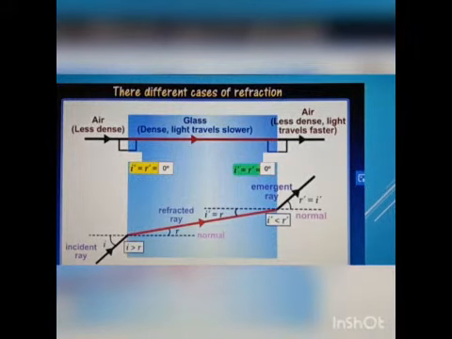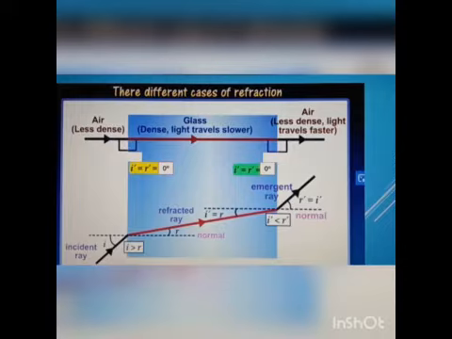Okay, the different cases of refraction. Let's say this is a glass block, the blue color. If we incident a light ray along the normal line, meaning perpendicular to the boundary, this is air, this is glass, so this line actually is the boundary. So the light ray incident along the normal line, meaning I equals 0. Okay, what happened to the light ray?